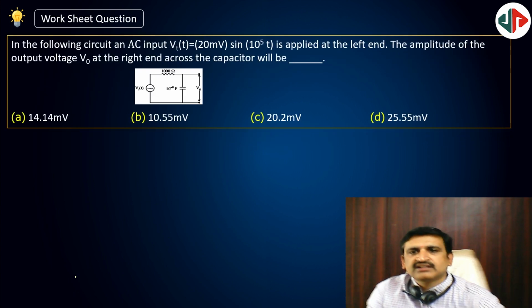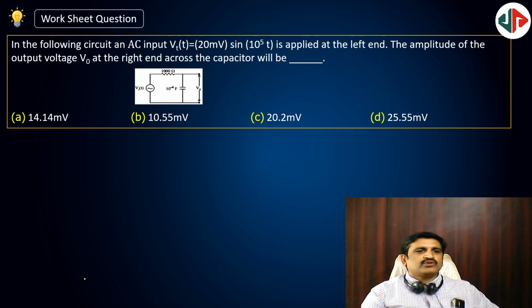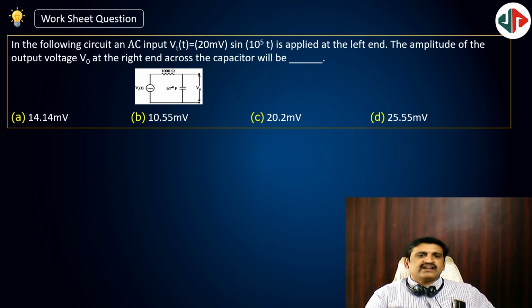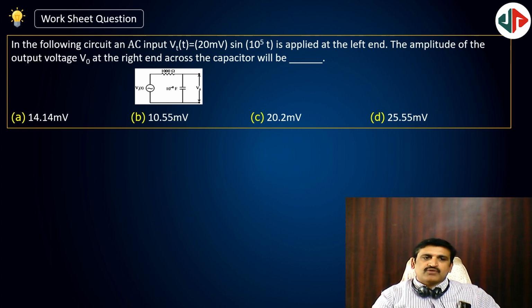Now the amplitude of the output voltage V0 at the right end, across the capacitor, is asked. The capacitor will always read the maximum EMF, right? The capacitor will give you the maximum EMF. AC is given, 100 ohms. Current is not given.